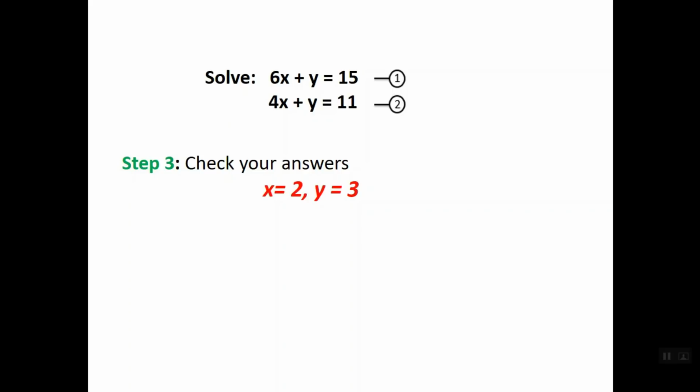So we agree that we got x is equal to 2, we got y is equal to 3. So I'll choose one of my equations.